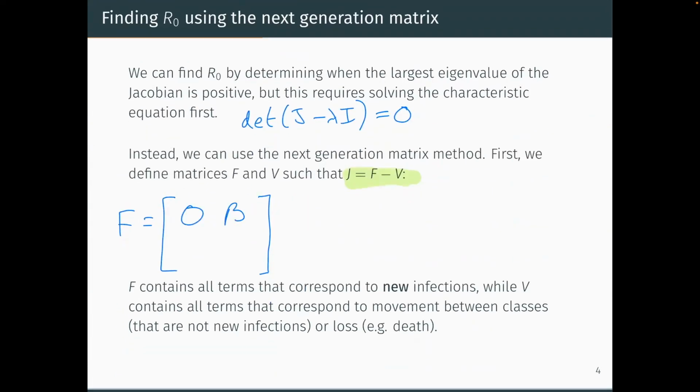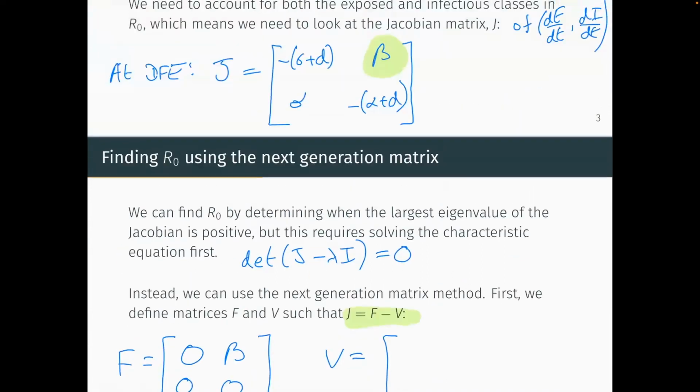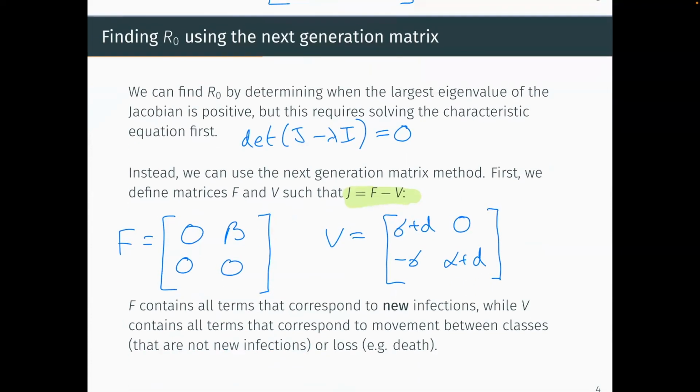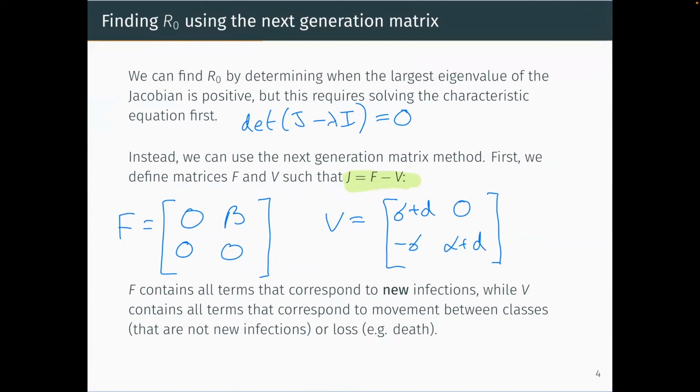Okay, so that means that we only have a beta in this top right term here. Everything else is equal to 0. And because of this relationship here, J is equal to F minus V, V is then going to be just minus all the other components within that Jacobian. So we have a sigma plus D. The beta has disappeared, so we have nothing in the top right. We have a minus sigma in the bottom left, and then an alpha plus D in the bottom right. So this V matrix then is everything else that isn't new infections. So that's a transition between classes and loss from those classes as well.